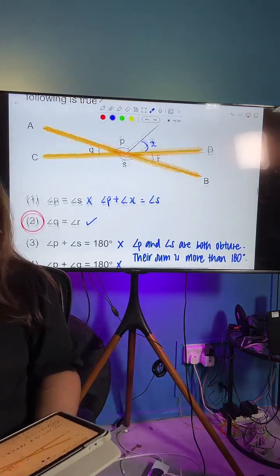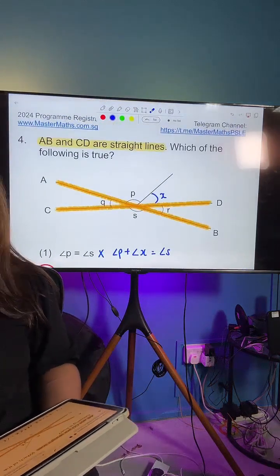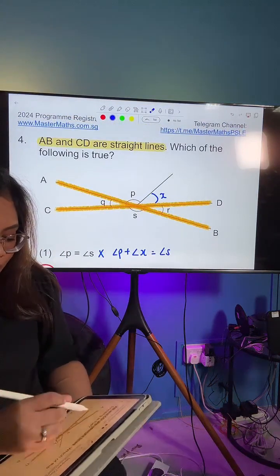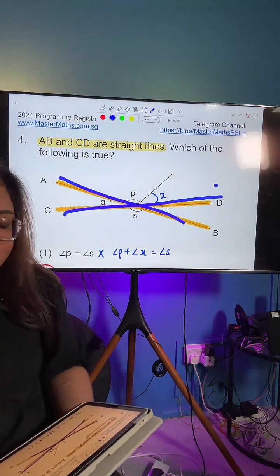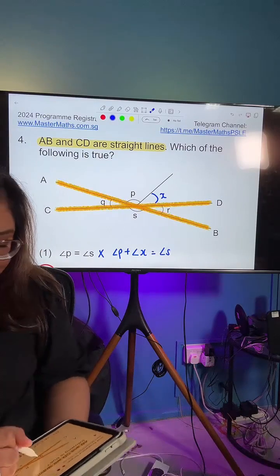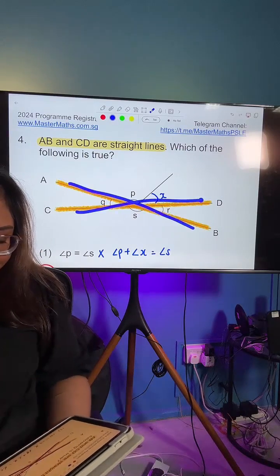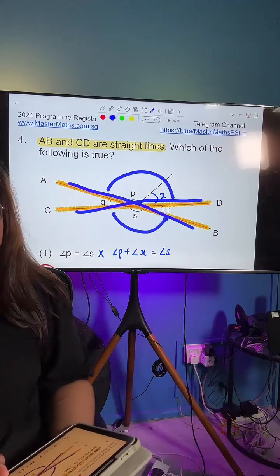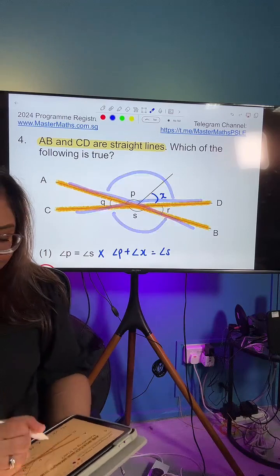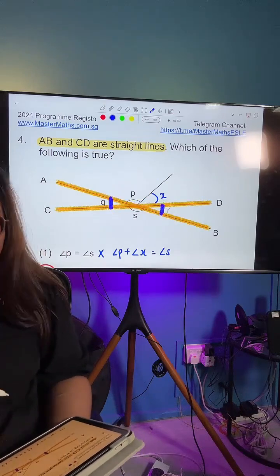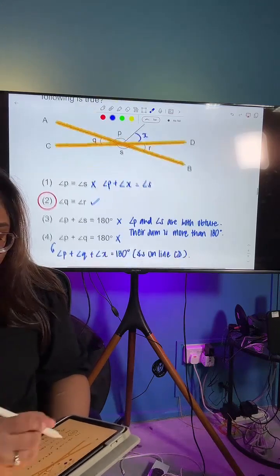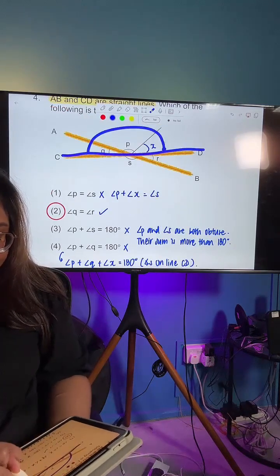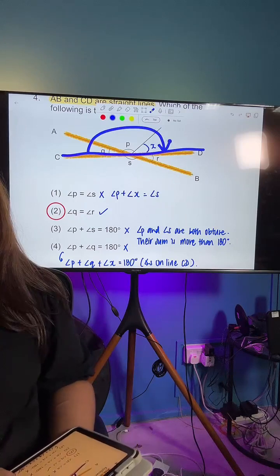So this question, I can make the screen bigger. The question here is asking for which options are true. So we have 2 straight lines here, hence we think of vertically opposite angles. For 2 straight lines, vertically opposite angles, basically if you have opposite, they are equal. So P and X is equal to S, and then Q is equal to R.